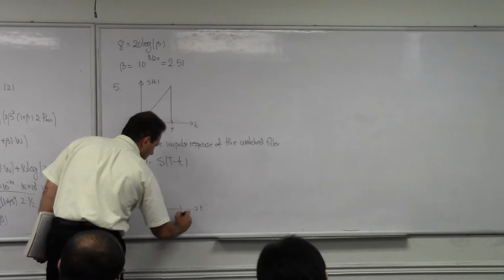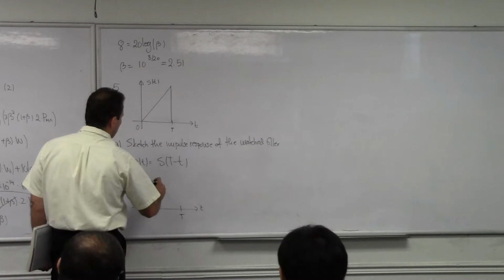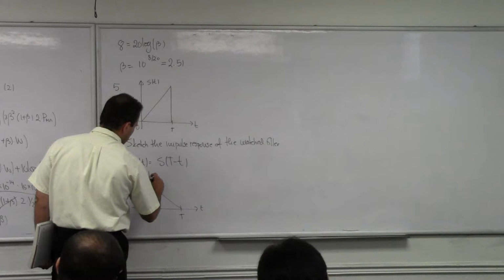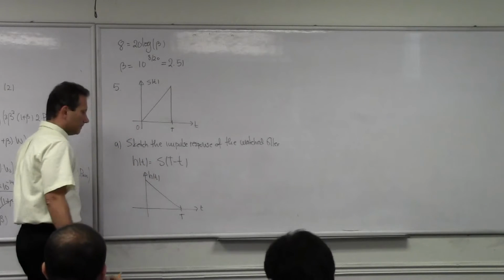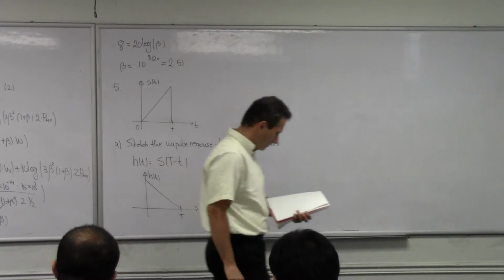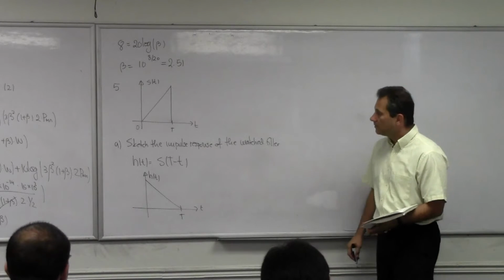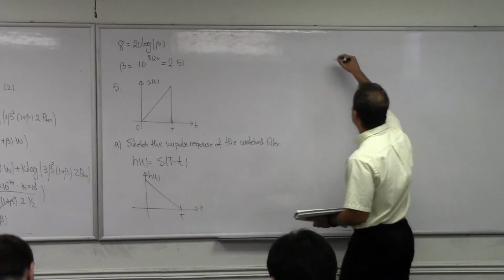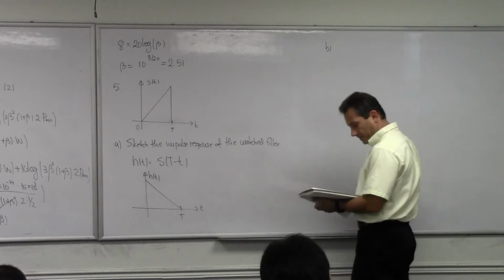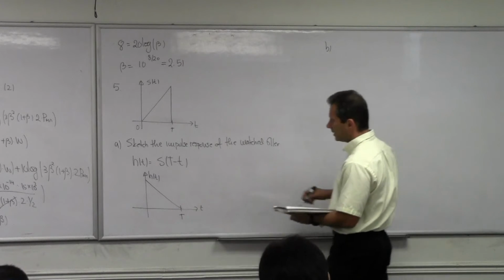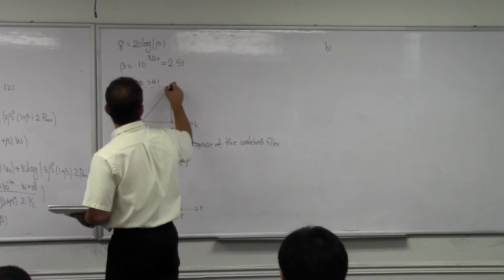This is T. It exists from 0 to T, but it looks like this. Right? So this is h of t, the matched filter response. Part B, and I have this here, it's A.